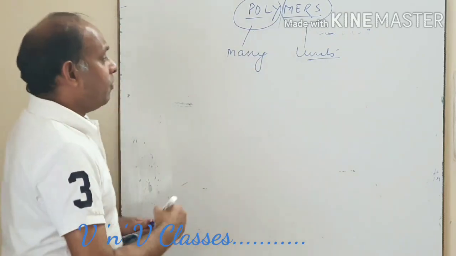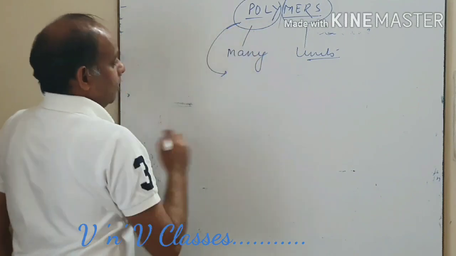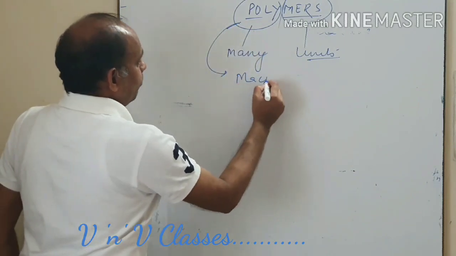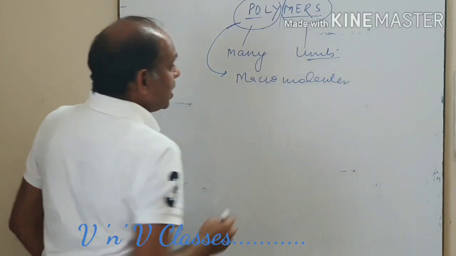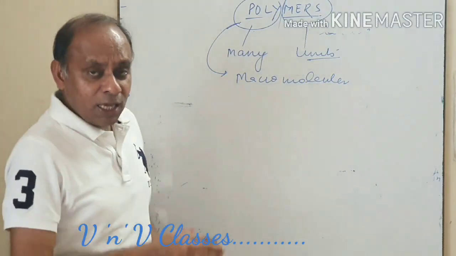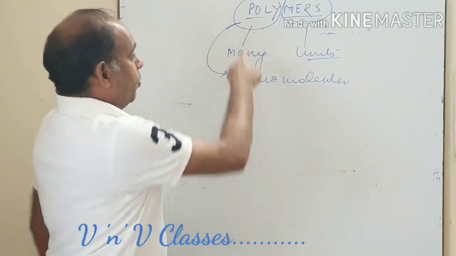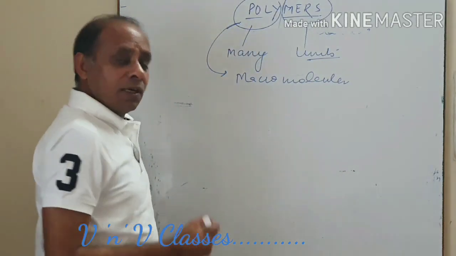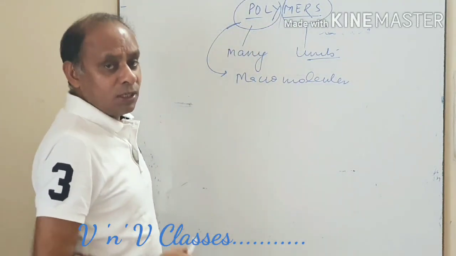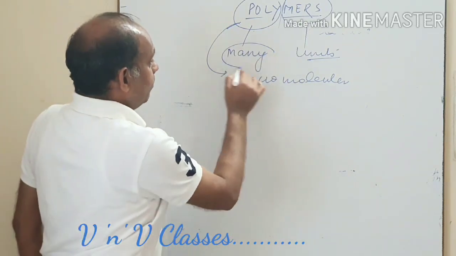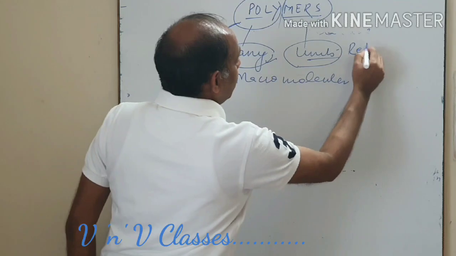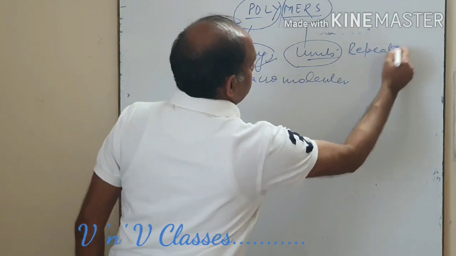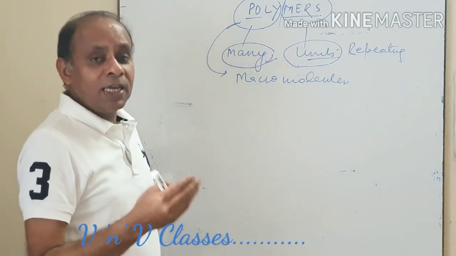So how do we define these polymers? We call them macromolecules, meaning big-sized molecules with high molecular masses. So polymers are macromolecules which are made up of a large number of units which are repeating units, meaning which are repeated again and again.